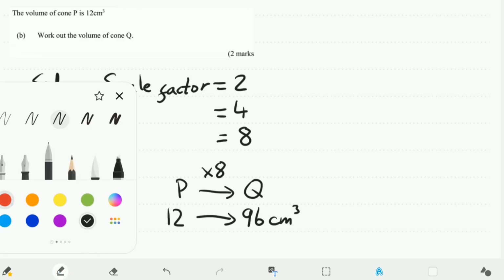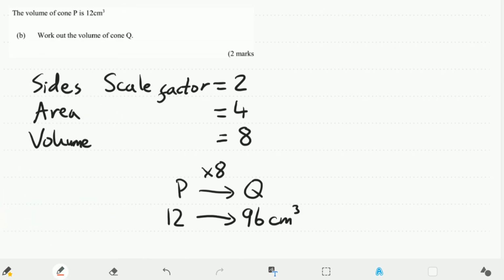So it's really quite simple how we're going to do this. All we have to do is understand what our side scale factors are, our area scale factors, and our volume scale factors. The side scale factor is not really the correct term. We normally say the linear scale factor, but it's just to tell you that it's the size that we're looking at. All right, and here we have the answer, 96 centimeters cubed, and that is the volume of cone Q.